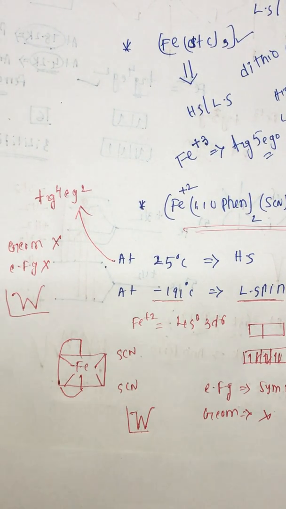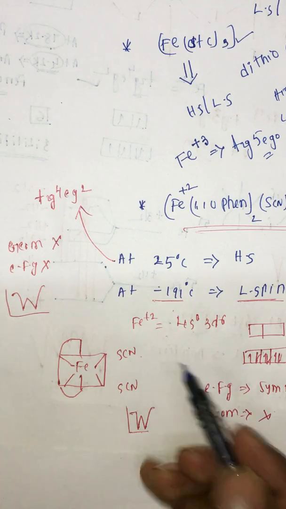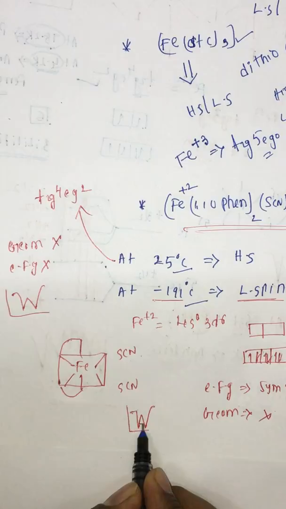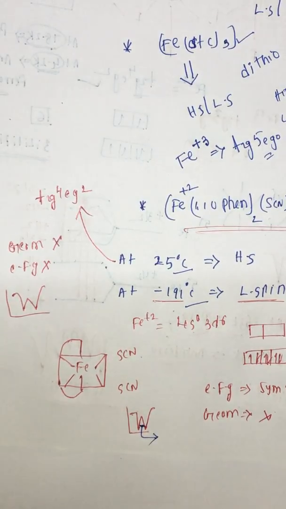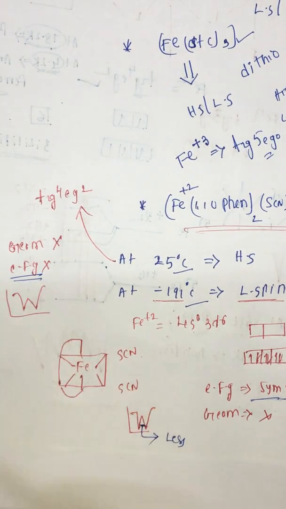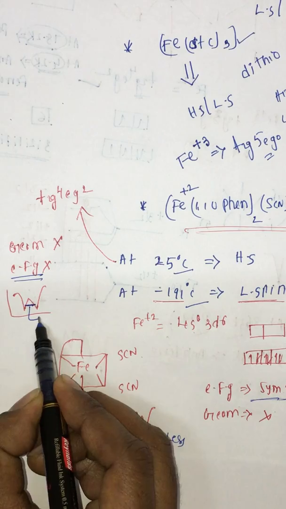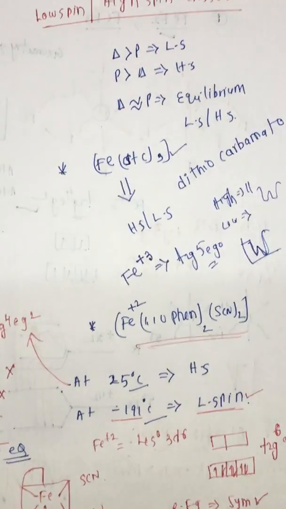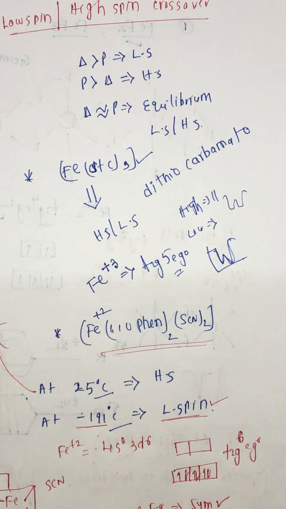The only difference we will see at 25 degrees centigrade and minus 191 degrees centigrade is the quadrupole moment. At the low spin state this quadrupole splitting is less, because at least one is symmetric, that is the electric field gradient is symmetric. But here the electric field gradient is also not symmetric. Because of that reason we will see more EQ. Okay, so this high spin low spin crossover is very important. This can be explained by Mossbauer spectroscopy.